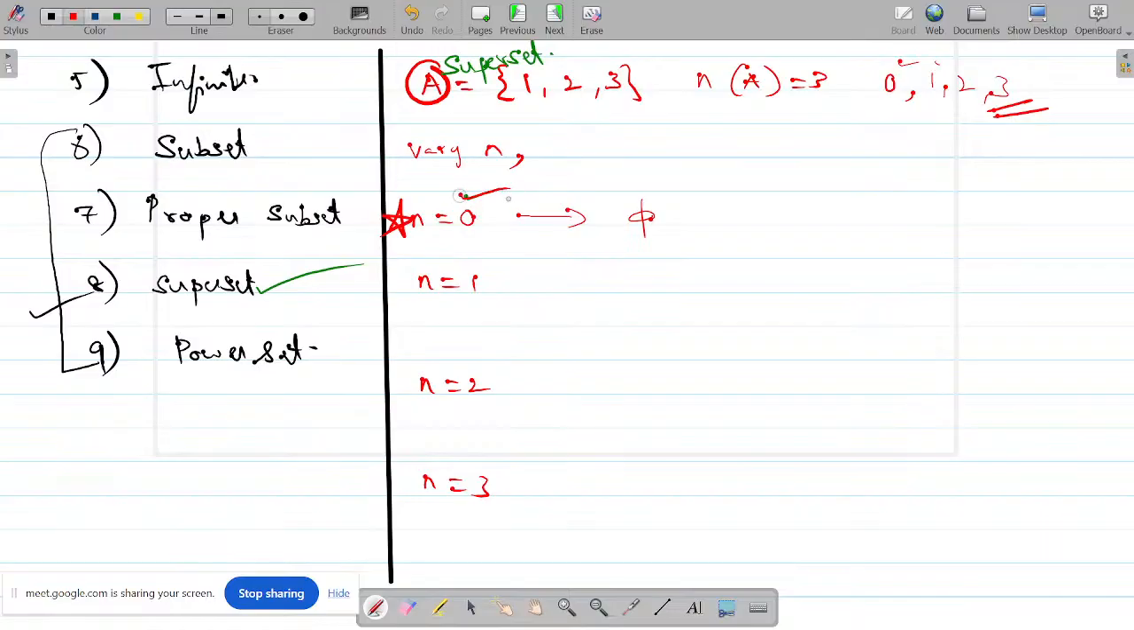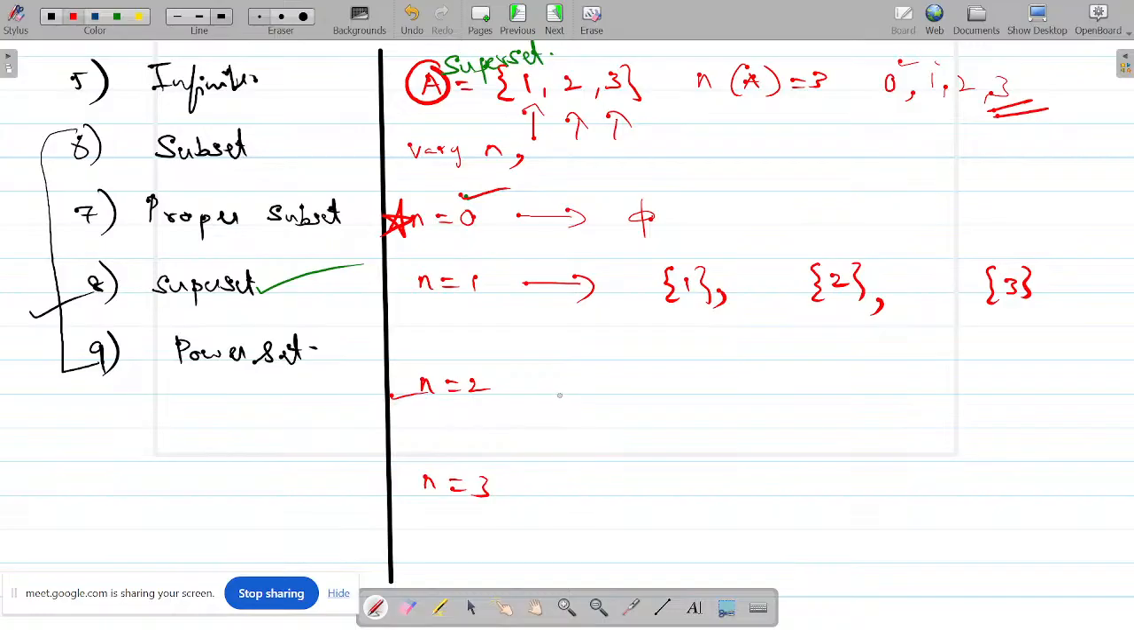So when I take 0, it's nothing but the null set. When I take 1, it's a singleton, and it can be any value, right? How many values are present here? 1, 2, and 3. I can take any one element to form a singleton set. So I can take singleton 1, which is a subset of A. I can take singleton 2, a subset of A. Or I can take singleton 3, which is again a subset of A.